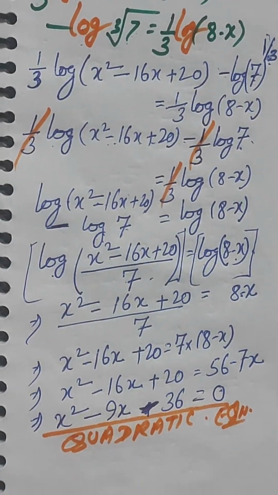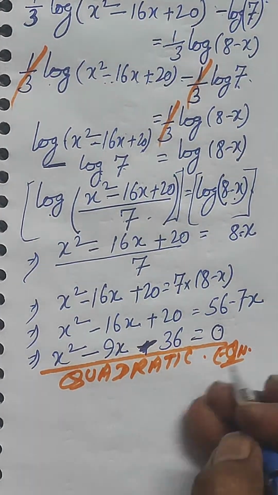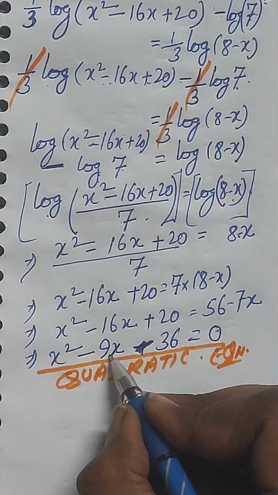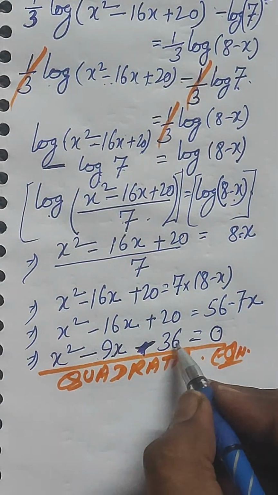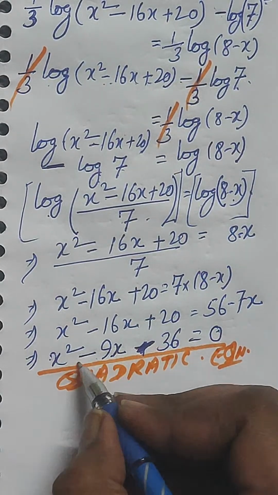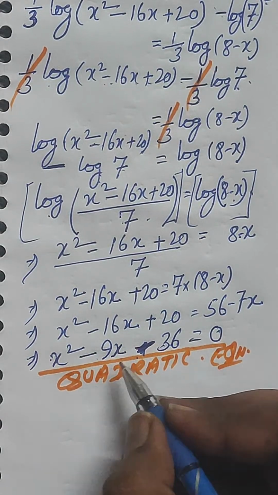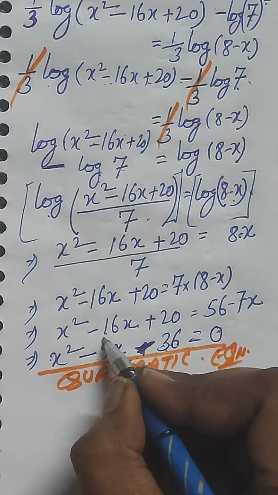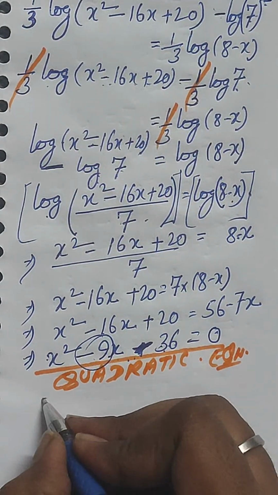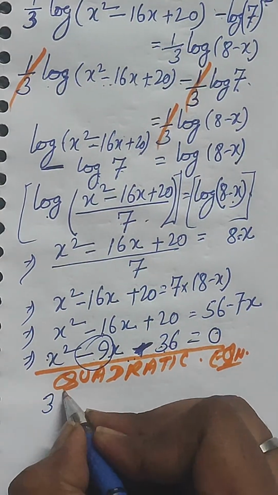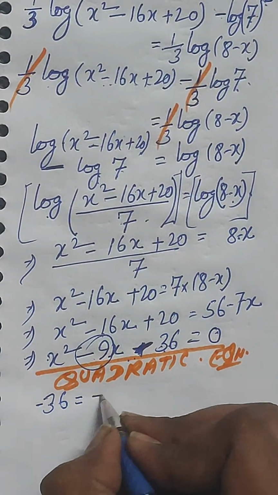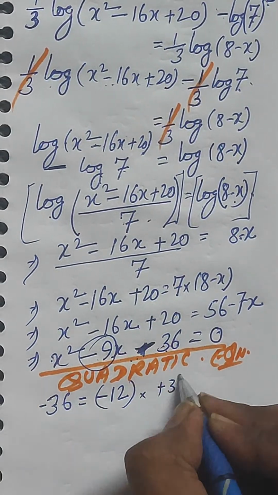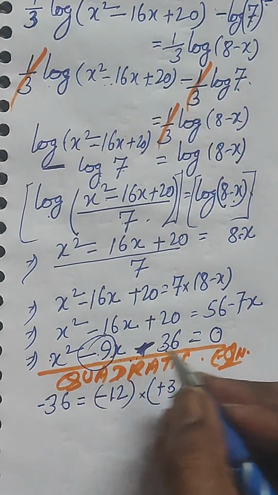To solve this question, we can further solve this quadratic equation. Here you can see minus 9 should be the middle term, and the product should be minus 36 for the first and last. So x square minus 9x minus 36 is the quadratic equation. You just split this middle term, minus 9. Minus 36 can be written as the product of minus 12 and plus 3, and when you add them you get minus 9, the middle term.